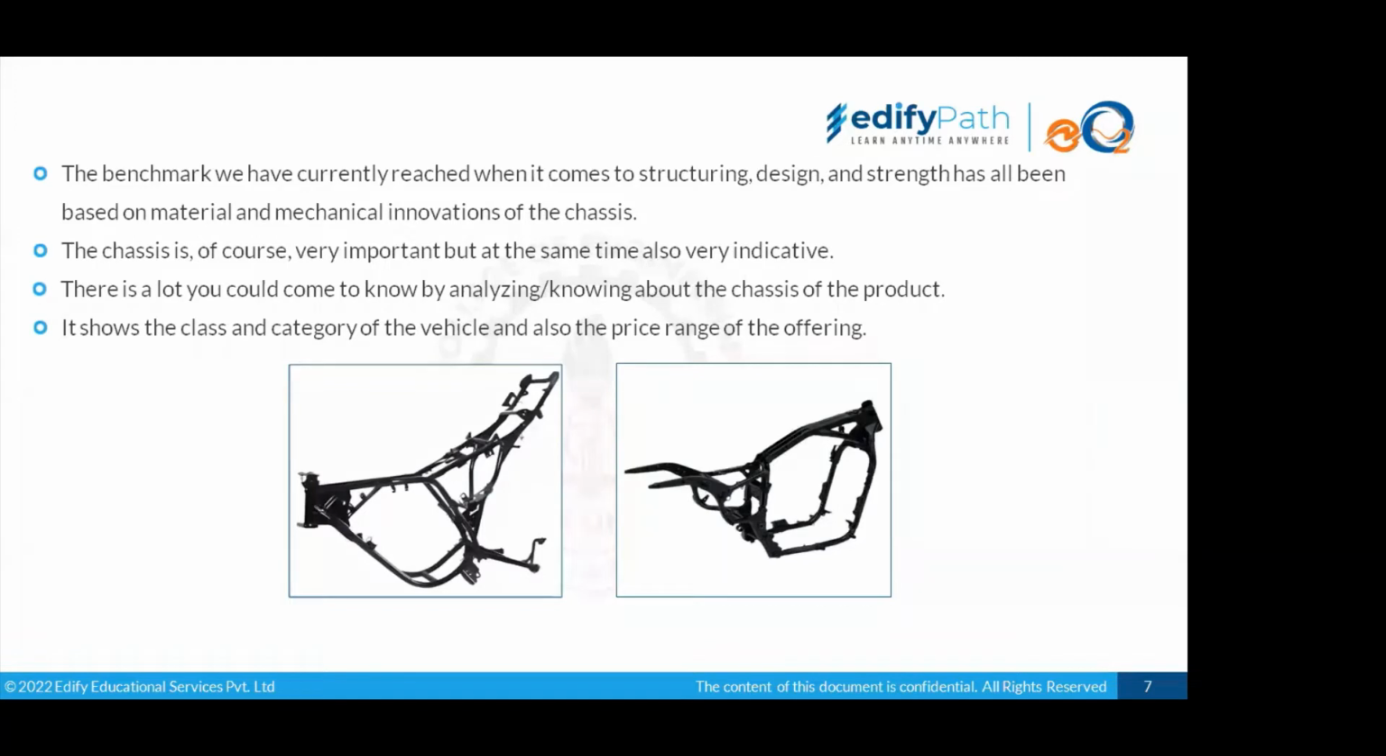So the innovation in chassis has happened mostly in that way. And the vehicles that you see today, the top speed of the vehicles is much higher than what we have seen earlier. So in that way, the strength is very important, and the chassis has also evolved with time in form of strength, and has become lighter in weight.